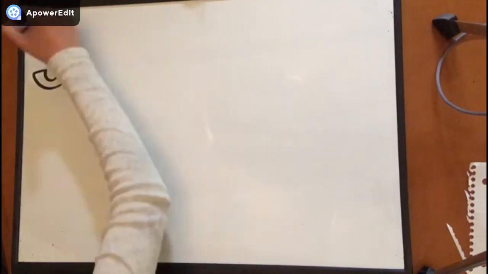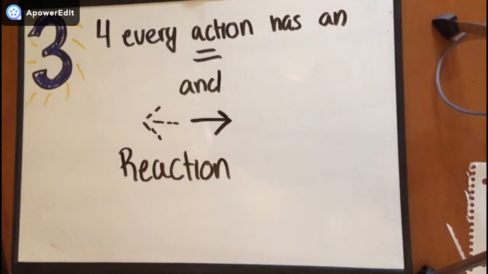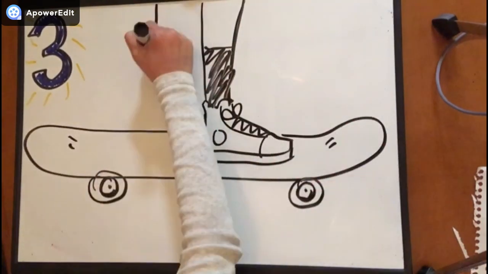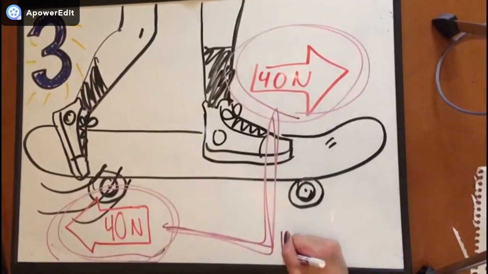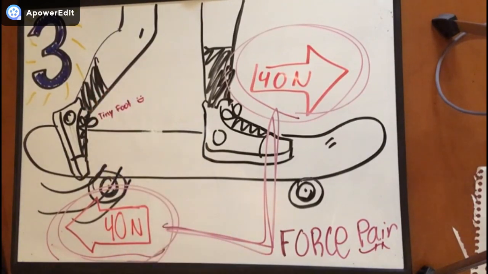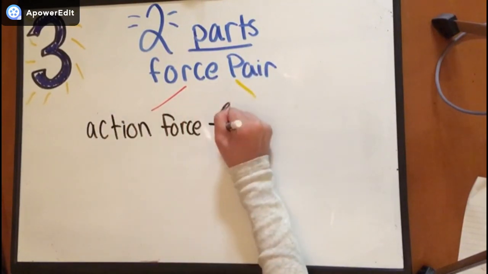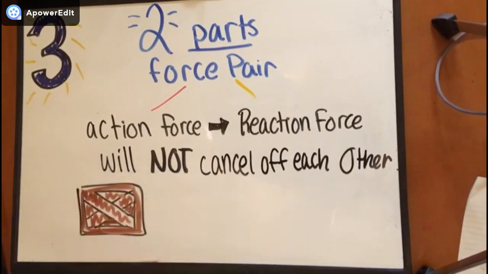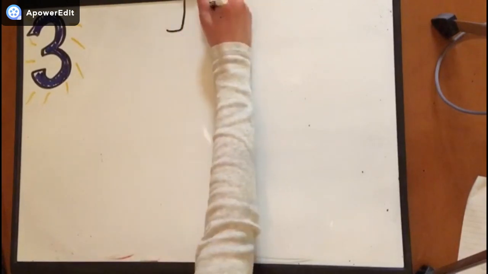Last but not least, Newton's third law of motion. For every action, there is an equal and opposite reaction. The law is just as it says, equal and opposite reaction, which means forces will always come in a pair that is equal and opposite to each other, which is what we call a force pair. There are two parts of a force pair, an action force and a reaction force. The forces in the pair will not cancel each other out because they are not acting on the same object. They are acting on two different objects.